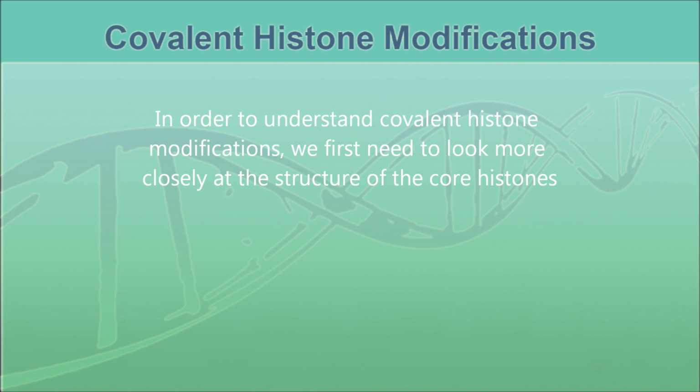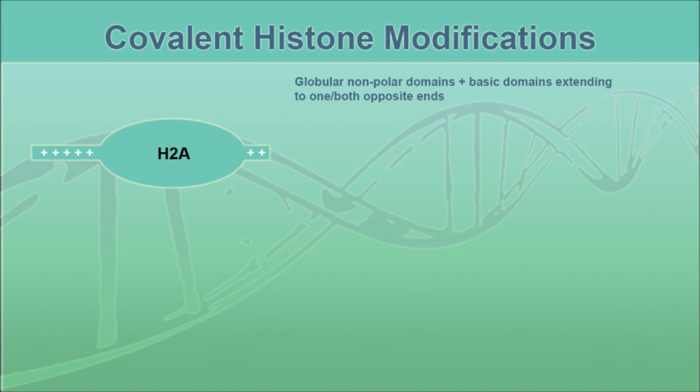In order to understand covalent histone modifications, we first need to look more closely at the structure of the core histones, for example H2A. Histones have globular nonpolar domains, as well as basic domains that extend to one or both opposite ends of the histone. The nonpolar domains tend to have conserved sequences between species, while the extended, charged regions are variable.